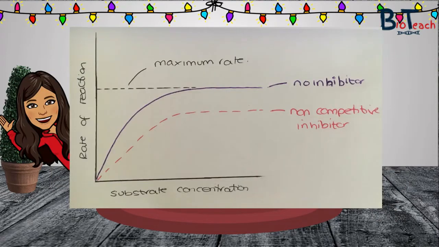The graph here shows you the effect of increasing substrate concentration. The key thing here is to know that the effect of non-competitive inhibition cannot be overcome by increasing the substrate concentration. This is because the shape of the active sites has been altered, so adding more substrate will not make a difference. Increasing the concentration of the substrate will therefore have no effect on the rate of the reaction.